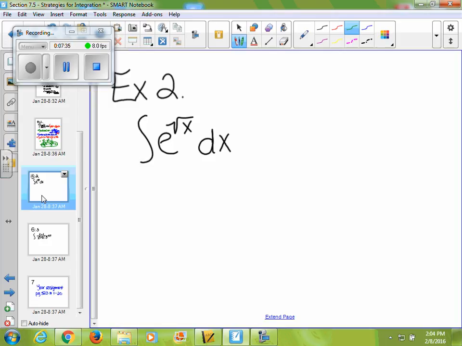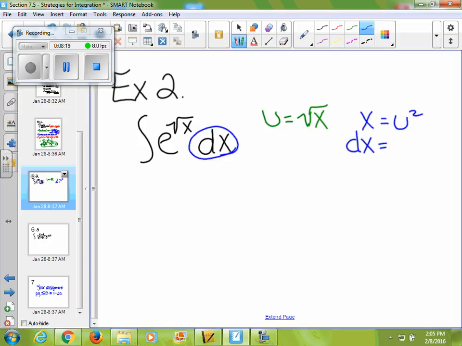Alright, so if I'm looking at example 2, I'm given the integral of e to the square root of x dx. Now I know that the integral of e to the x just stays e to the x, but this is e to the square root of x, so I'm going to try to turn it into something a little simpler. So I'm going to use U-substitution where u equals the square root of x. Okay, if I solve this for x, then x is the same thing as u squared, because I would square both sides to get rid of the square root. Which tells me that dx, what I'm going to replace my dx with, is, if I differentiate u squared, 2u du.